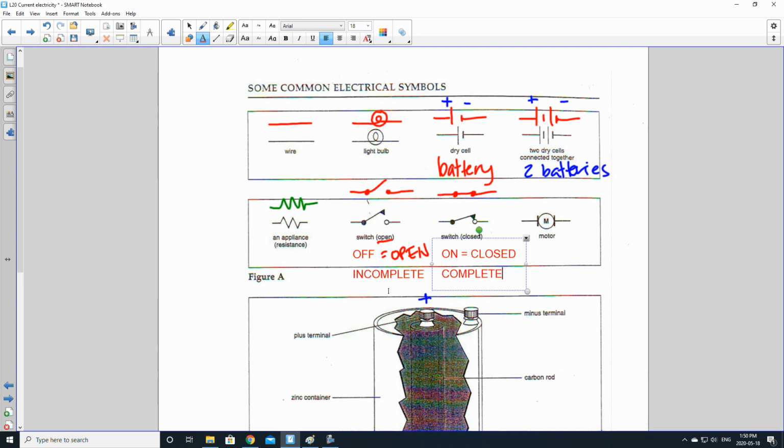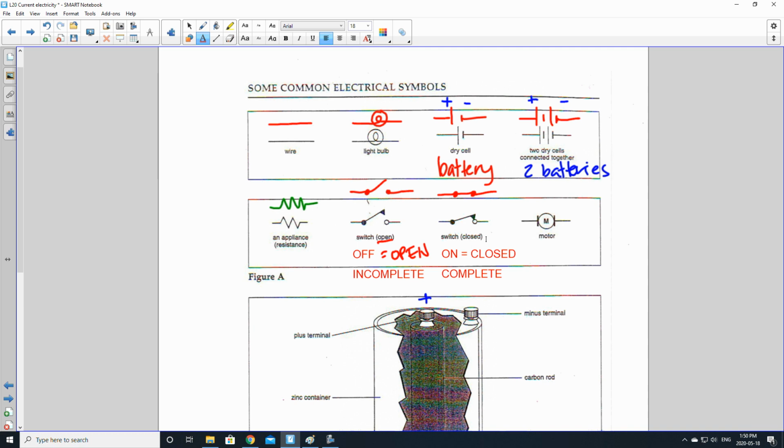Okay, so there's quite a bit of layers right here. If I say that something is complete, it means that the switch is closed, and if the switch is closed, it means it's on. So all of these three things mean the same thing. Okay, so there's a few layers here.